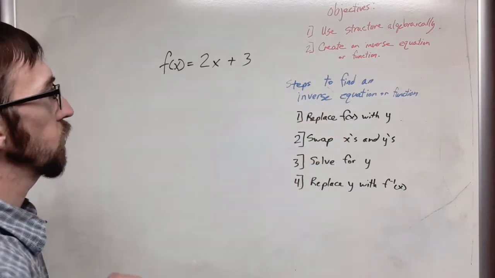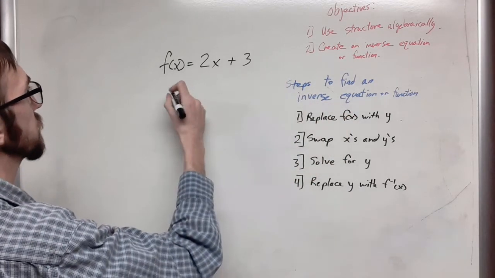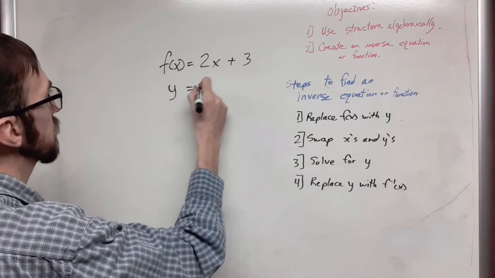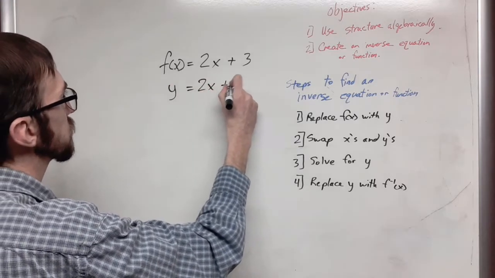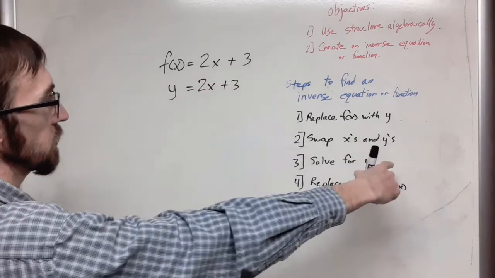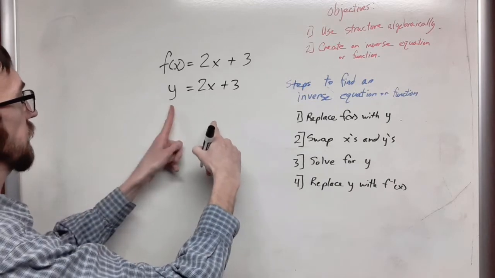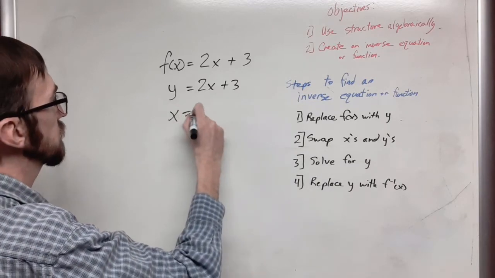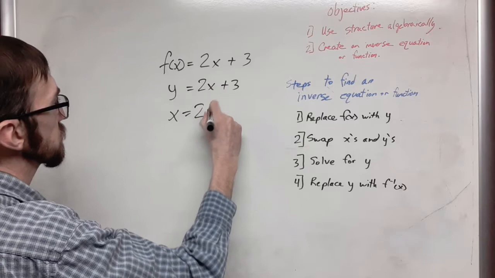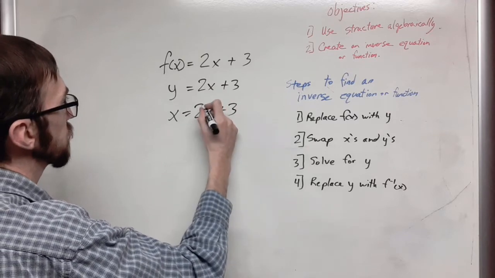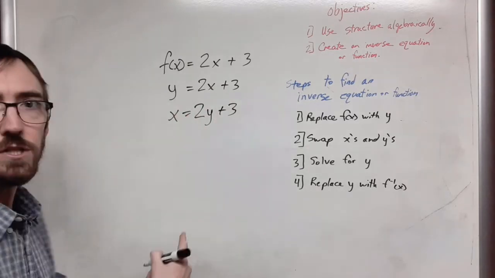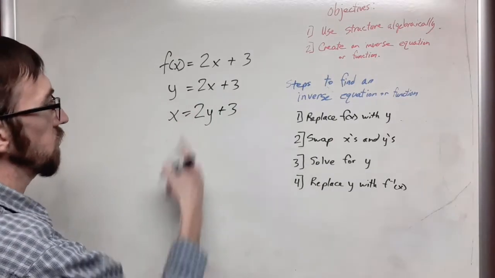So I'm going to run through with this example. So step 1 is replacing f of x with y. So I'm writing a y here. So I'm going to have y equals 2x plus 3. Then I'm going to swap x's and y's. So I have a y here. It's going to become an x. I have an x here. It's going to become a y. And so I have this new equation. And now I'm going to solve this for y.